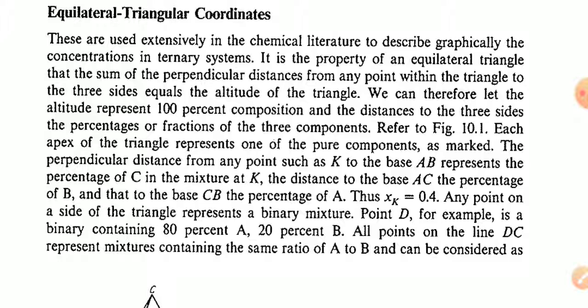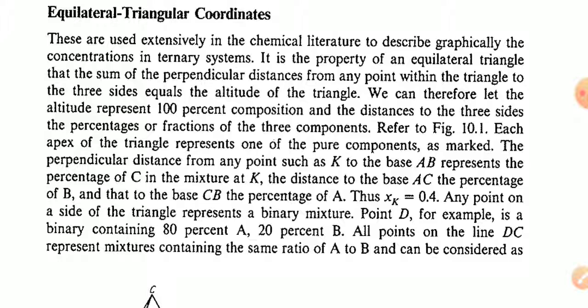Each apex of the triangle represents one of the pure components. The perpendicular distance from any point such as K to the base AB represents the percentage of C in the mixture at K, the distance to the base AC the percentage of B, and to the base CB the percentage of A. Thus xK is equal to 0.4.